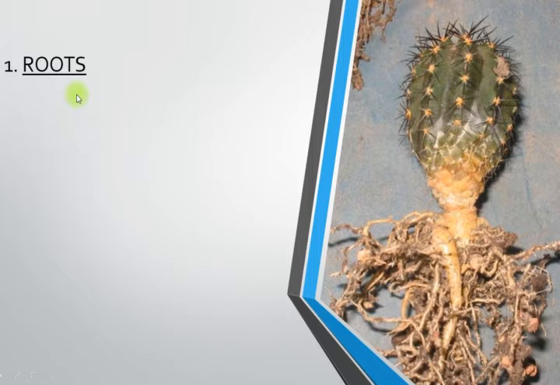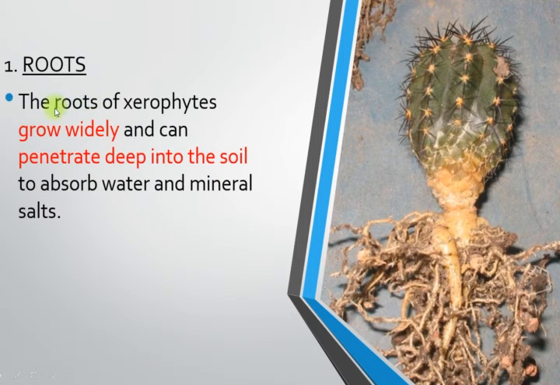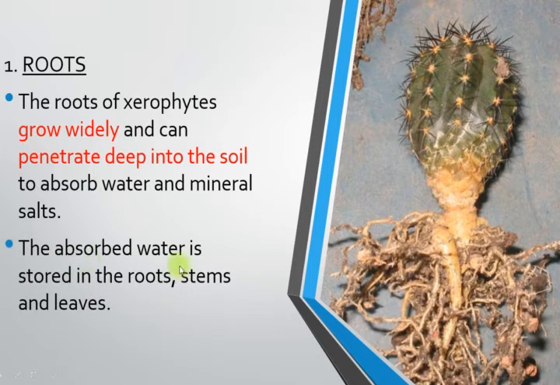Okay, so number one, roots. The roots of the xerophyte grow widely and can penetrate deep into the soil to absorb water and mineral salt. So the roots of the xerophytes grow widely and penetrate deeply into the soil. The absorbed water is stored in the roots, stems, and the leaf. Alright, so this refers to the cactus.